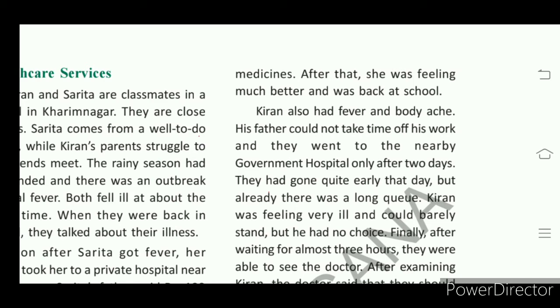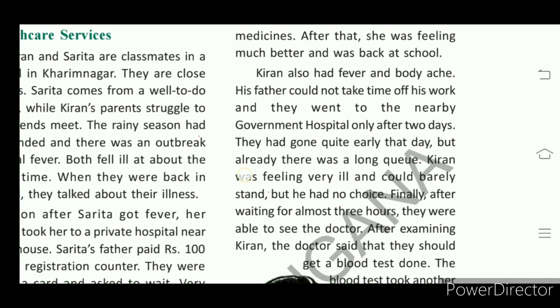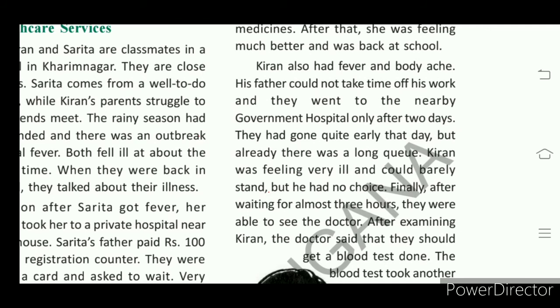Let us look at Kiran's situation, who is from a poor family. Understand? Kiran also suffered with a fever. He was suffering fever and body ache. Right? His father could not take time off work because he is a daily worker, so he was not able to get sufficient time to take Kiran to the hospital. Understand? So they went to the nearby government hospital.